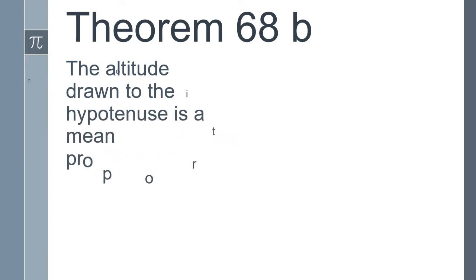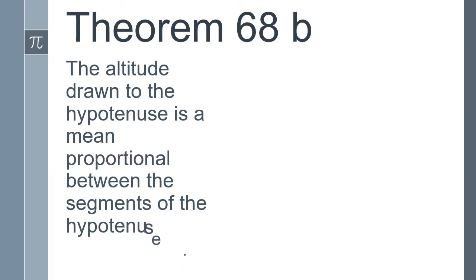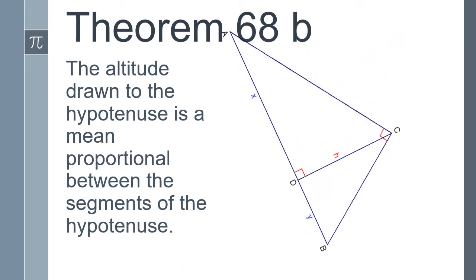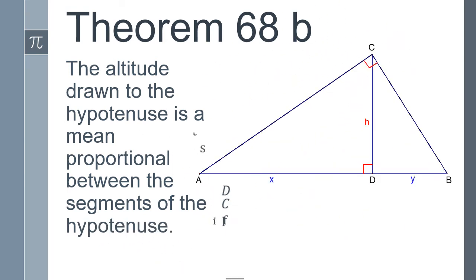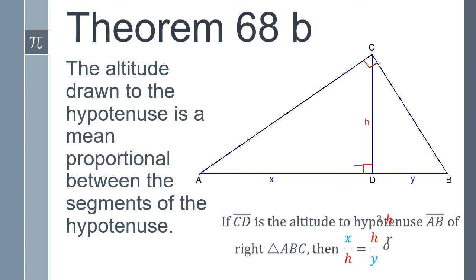So, Theorem 68b: the altitude drawn to the hypotenuse is a mean proportional between the segments of the hypotenuse. So if segment CD is the altitude to the hypotenuse, segment AB, of right triangle ABC, then x over h equals h over y, or h squared is equal to xy. And you're going to have to know all these.